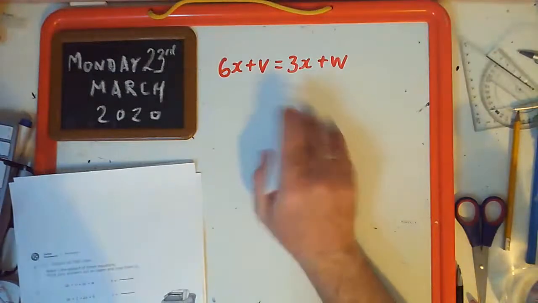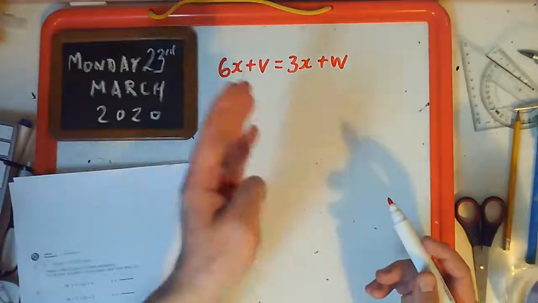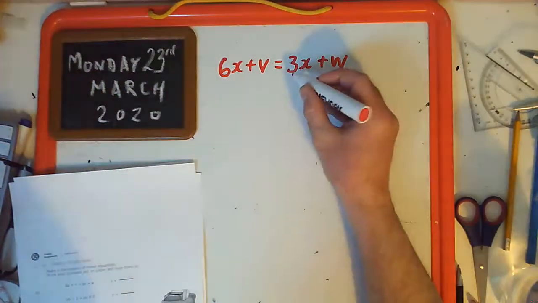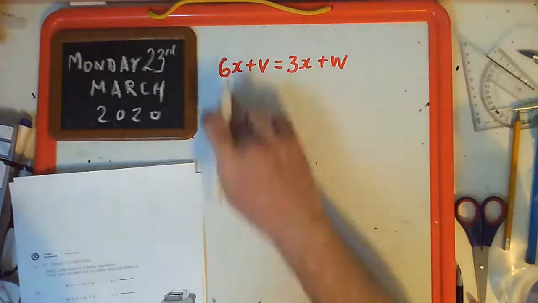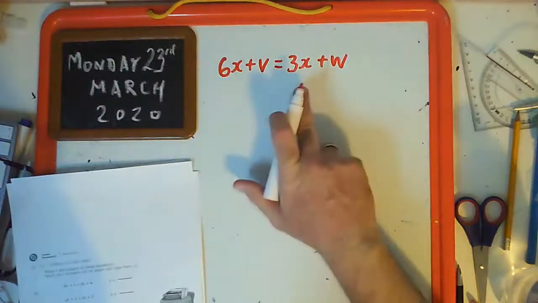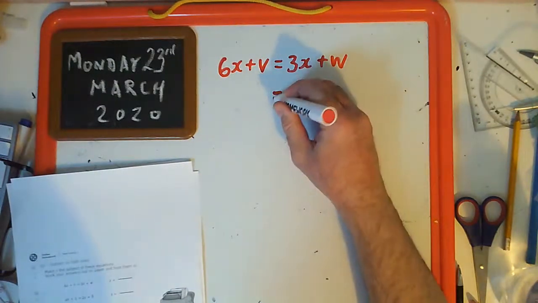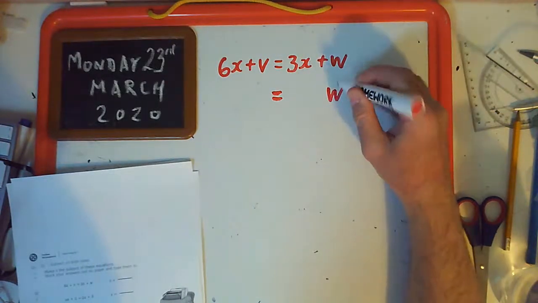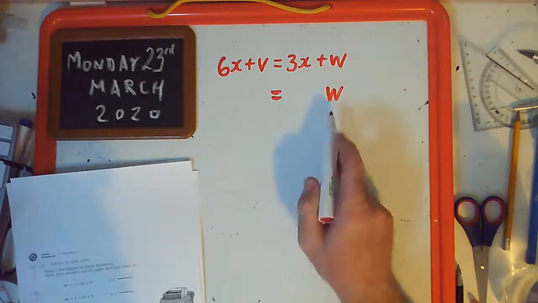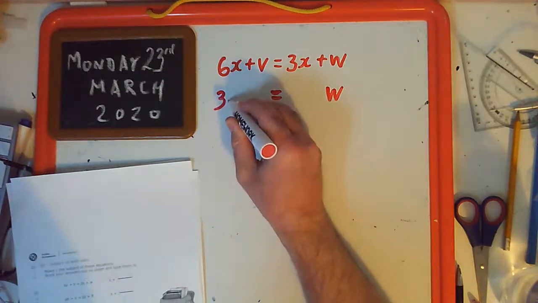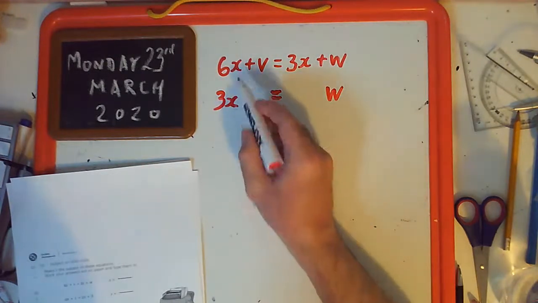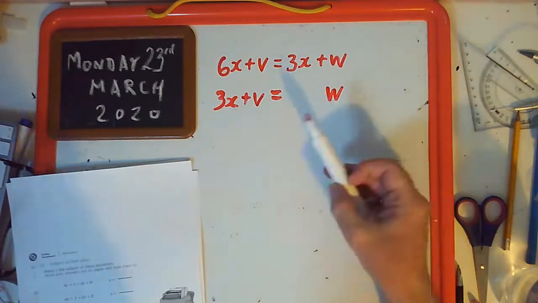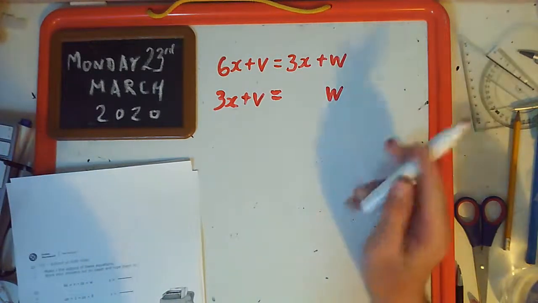So at the moment I've got x's on both sides. I'd quite like to ultimately have x on one side and all the other stuff on the other side. So I'm going to take away as much x as I can from both sides. I've got 6 x's here, but only 3 here. So the very most x I can take away from both sides is the 3x. If I take away 3x, it disappears from the right, but then I've also got to take away 3x from the left. So 6x becomes only 3x. So I've got 3x plus v equals w.